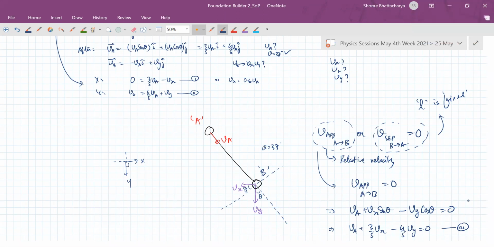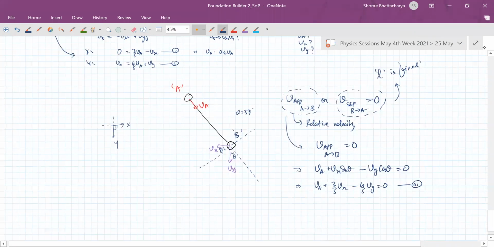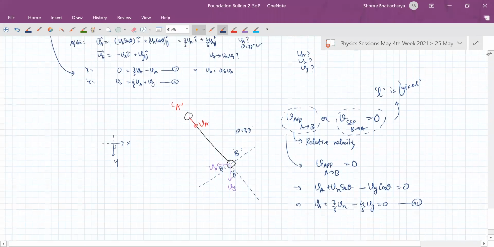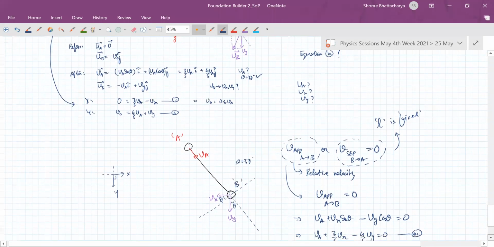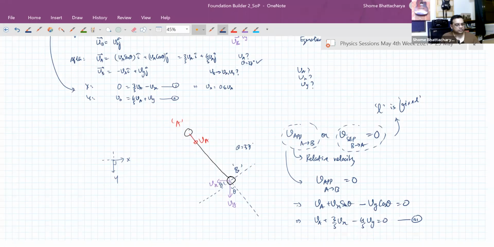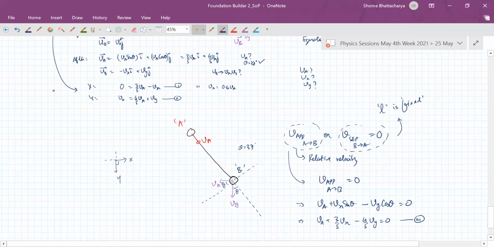So can you zoom out a little bit? Yeah. Is it clear now? Yes, sir.